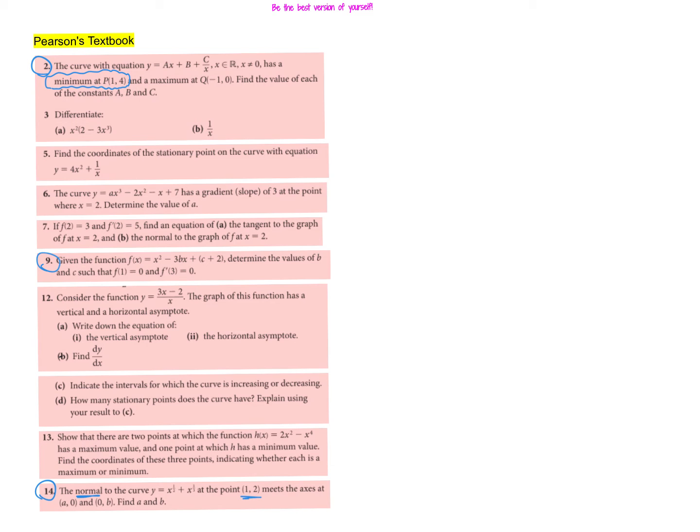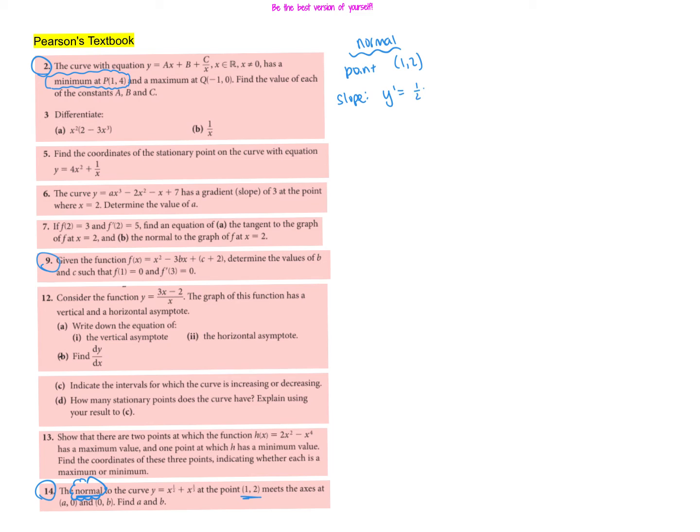And then finally, number 14, the normal to the curve at the point (1, 2) meets the axes here and here. Okay, so we need to find the equation of the normal. To find the equation of the normal, we need a point, which we have. We need a slope.